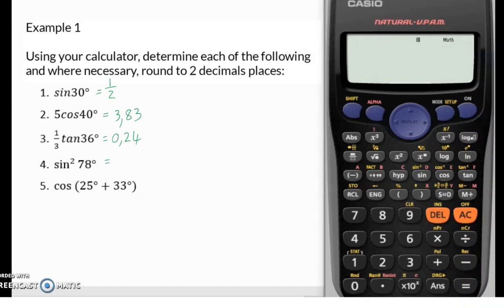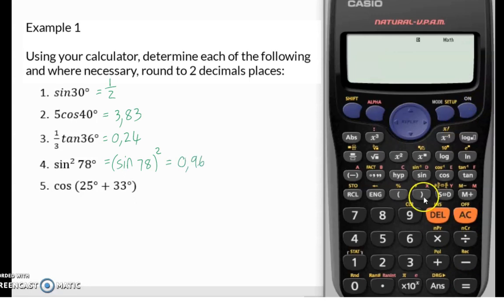If we have a look at question 4, we are asked to determine sin 78 and then square that. Although in the way it is written, it looks like we only need to square sin, the sin ratio does not exist on its own. It only exists once it is connected to a specific angle. So when you do this on your calculator, you start with sin of 78, get an answer, and then you take that answer and you square the answer to get to your final value of 0,96.